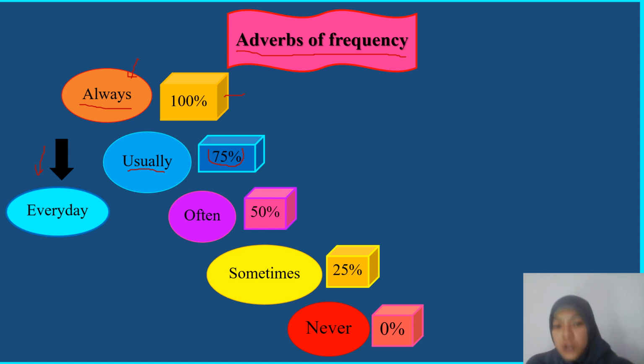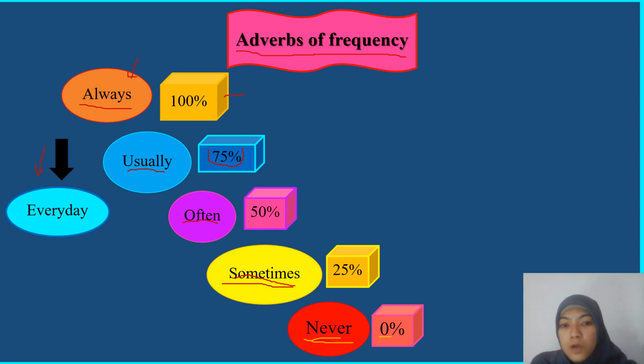And then often. Often is 50%. And sometimes, like sometimes you do and sometimes you don't, is 25%. And then the last word is never. Never is the activity that you have never done or you don't do at all. So you see, it's 0%.